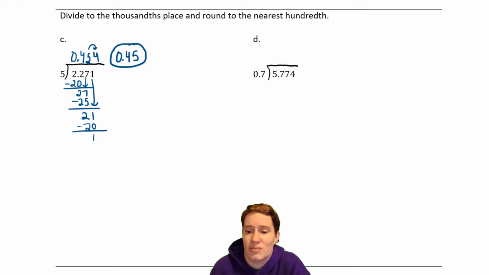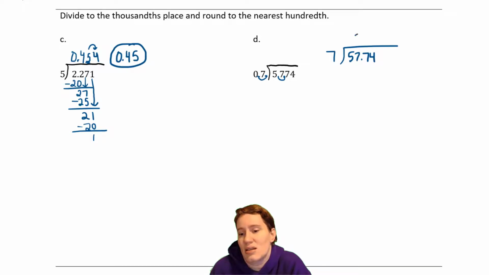Okay, let's look at D. Oh, we don't want to divide by 0.7. I'd rather divide by regular 7. So I'm going to move this and move this. So that means that I'm really doing 7 divided into 57.74. So 7 goes into 57 8 times, because 7 times 8 is 56. And then that's a 1. We bring down our 7. We put our decimal point up here so we don't forget about it later. 7 goes into 17 twice, and we get 14. So we subtract that and get 3. I've almost poorly lined this up.